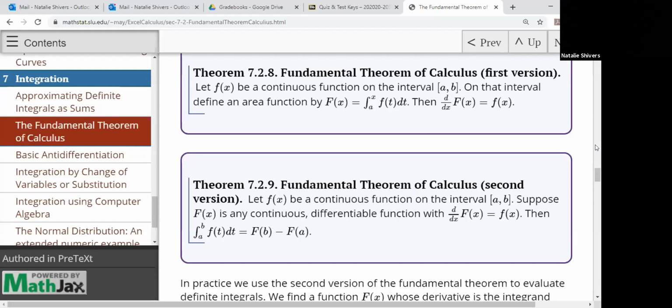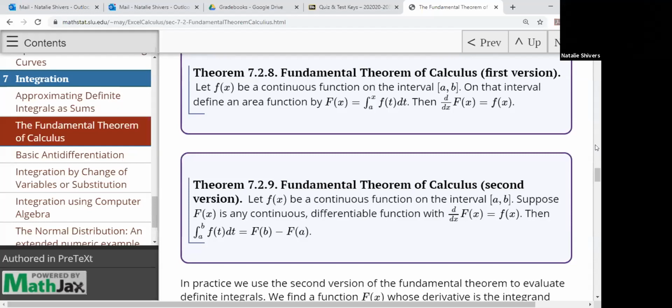So if we talk about the last one that we did in Excel, our function was 6x cubed on the interval 1 to 10, and we're going to define an area function, with a capital F of x, from 1 to another number, of f of t dt. So we would take a different function in there. And then if we took the derivative of the antiderivative, we would get the original function back out.